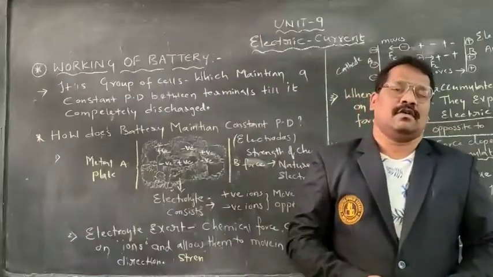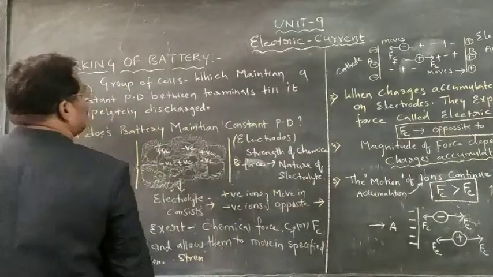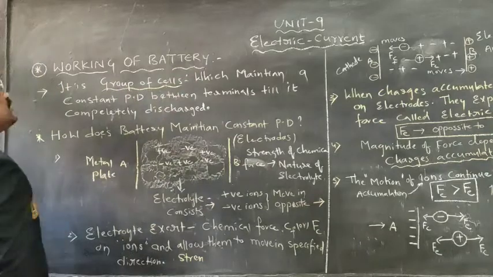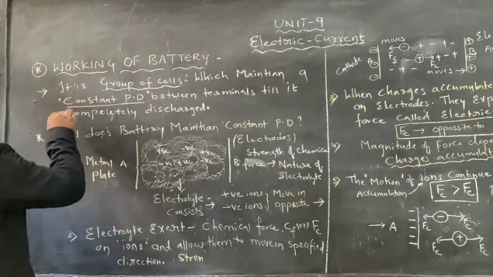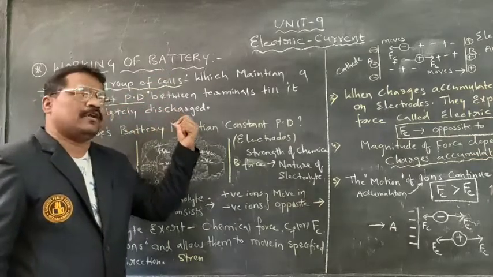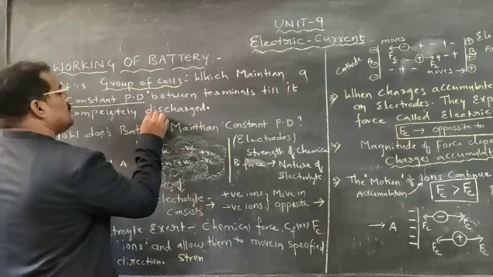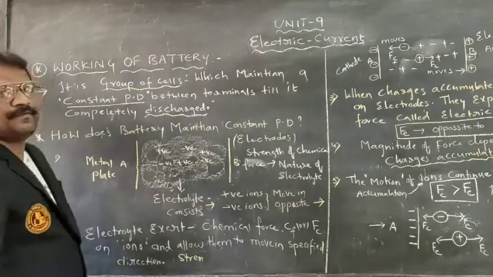How does a battery work? What is a battery? A battery is nothing but a group of cells, which maintains constant potential difference. It is a device which maintains constant potential difference between two terminals till it is completely discharged. That is called a battery.